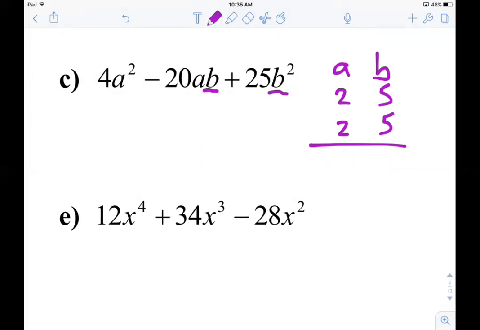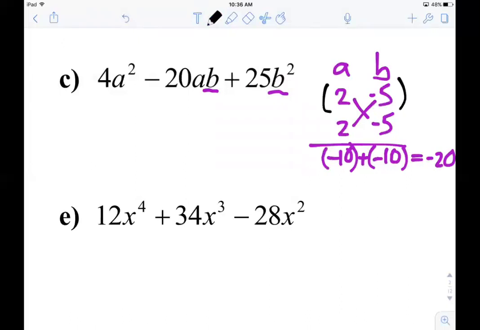I should actually make both of these negative. And then when I multiply that, I get negative 10. When I multiply those, I also get negative 10. When I add them together, I do get negative 20, so that must be the correct combination. So in other words, this becomes the coefficients in my first bracket, and these are the coefficients in my second bracket, which should make you notice a specific little pattern.